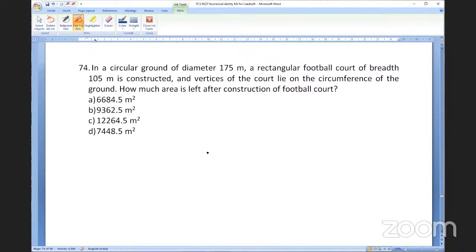At the end of the session, I'll put in the description a few links of mensuration, geometry, and coordinate geometry, with questions which were asked at TCS. So please also go through those videos for more practice. Give this one a try.